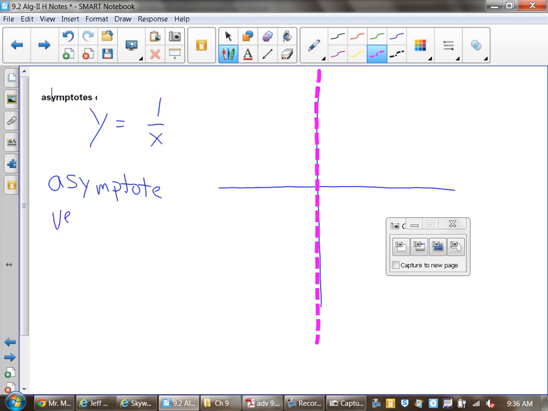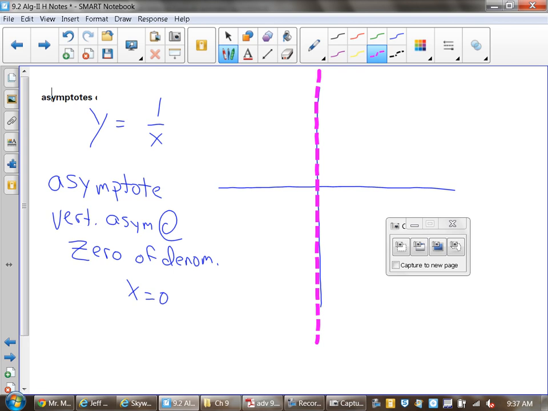A vertical asymptote in this case: the zero of the denominator is 0, because I can't have 0 in the denominator here. The asymptote is on the y-axis, where x equals 0. In this case, it's at x equals 0.